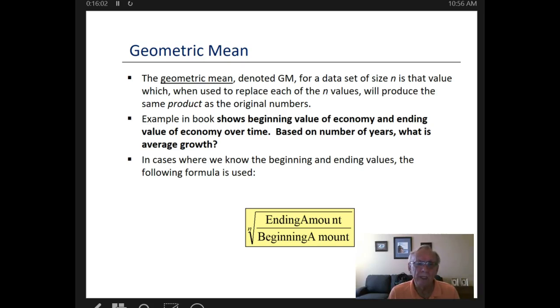I like the example that's given in the book on geometric mean. It talks about the beginning value of an economy and the ending value of an economy over time. And maybe we're talking stock values or stock index values. You can put anything that you want to or need to measure in this formula. And then based on the number of years, what's the average growth per year? So it's the ending amount divided by the beginning amount, to the power of one over the number of years, in this case the root of that. That becomes your geometric mean.